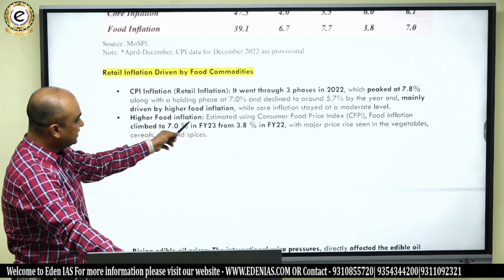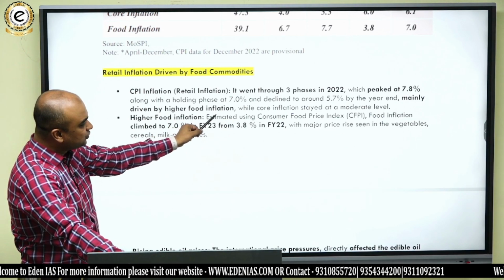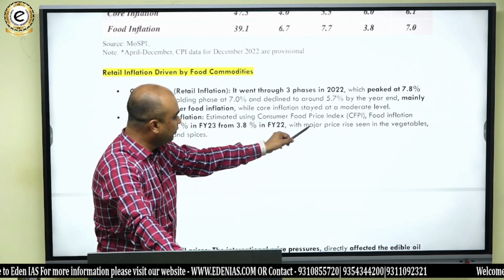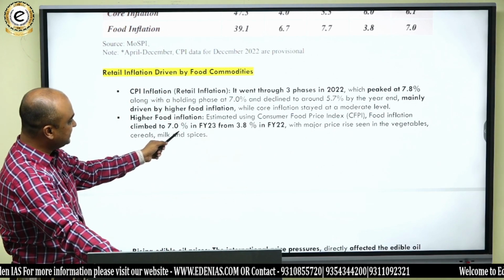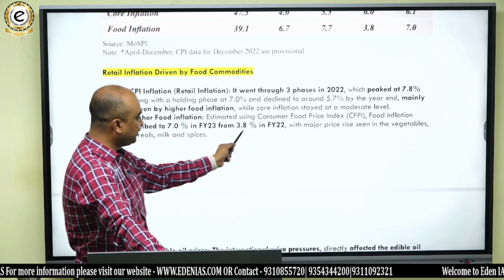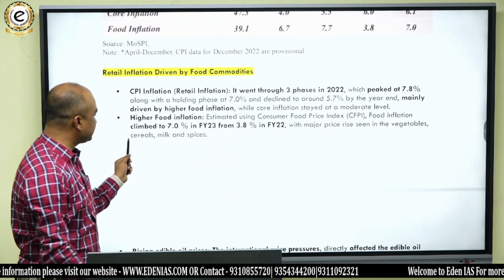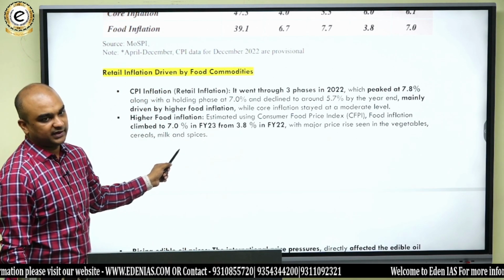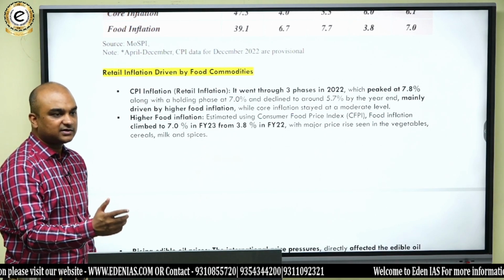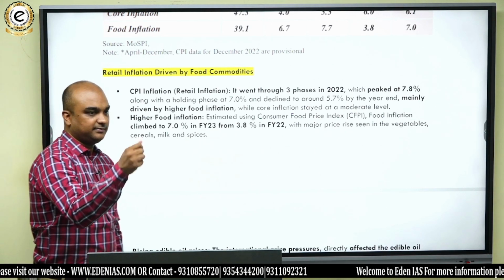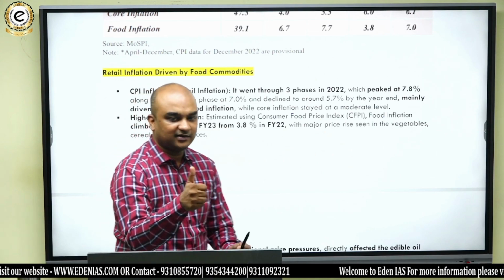Higher food inflation estimated using consumer food price index, food inflation climbed to 7% in financial year 23 from 3.8% in financial year 22, with major price rise seen in vegetables, cereals, milk and spices. Reason क्या है इसका? क्या reason है? 3 reason है. पहला क्या?